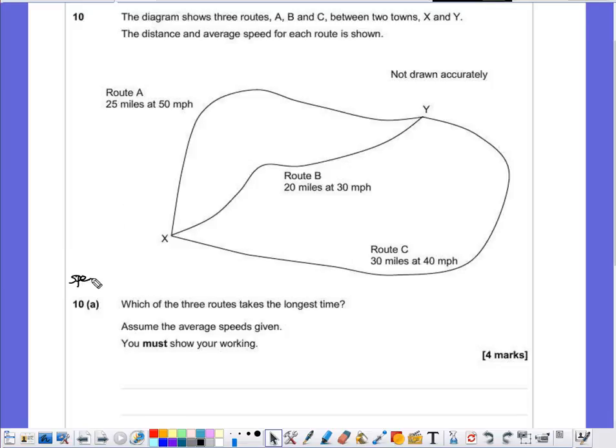We know that speed equals distance divided by time, because miles per hour is miles divided by hours. However, we're given the distance and we're given the speed, so we have to rearrange this a little bit to be able to calculate the time taken. If I multiply by time and divide by speed, we can rearrange this formula to tell us that the time taken is equal to the distance divided by the speed.